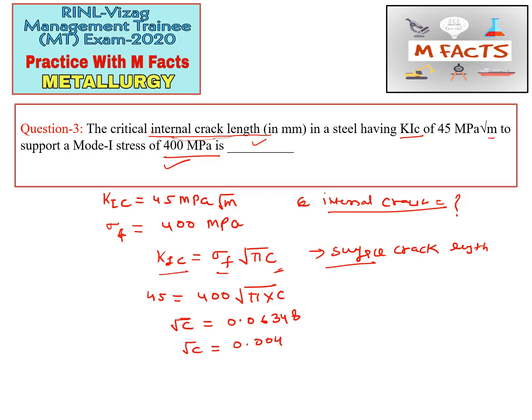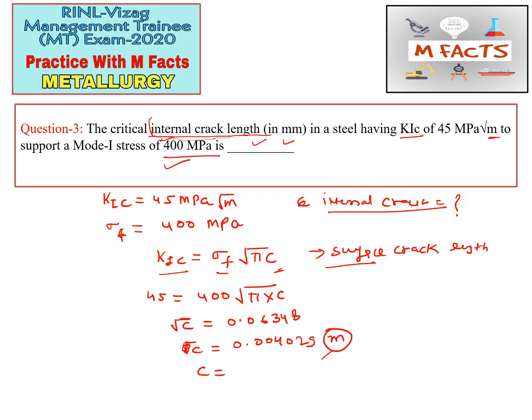Okay, so this is not under root. This C is equal to 0.00424029. So this is in meter, because this KIC is in meter, so this value will come in meters. Okay, so they are asking two things. They are asking about internal crack length and in millimeters. So how can we change this meter into millimeters?